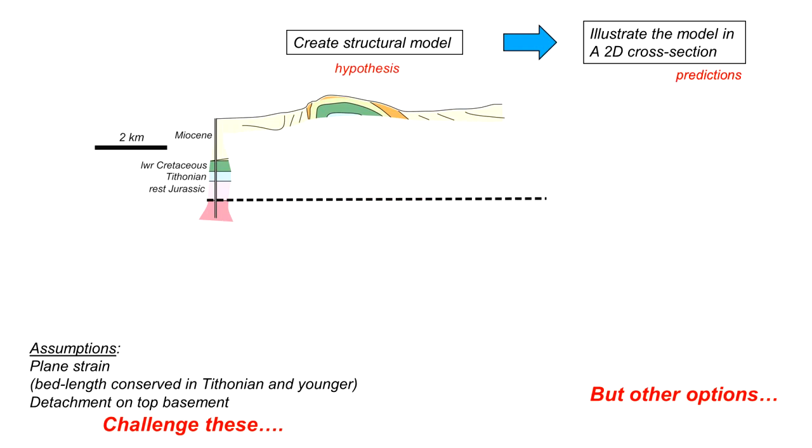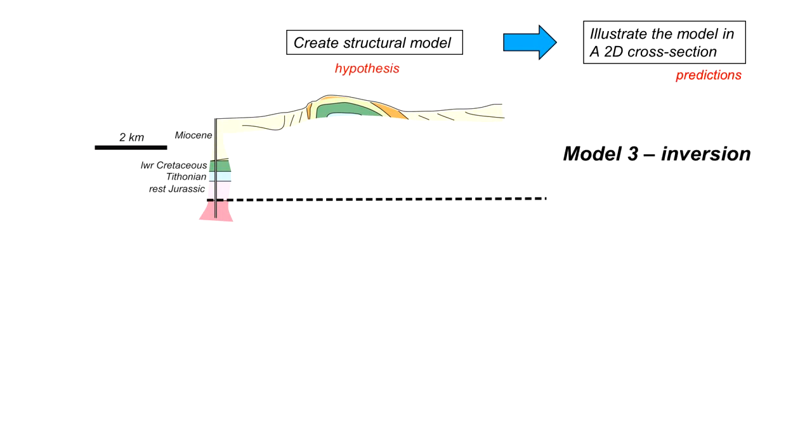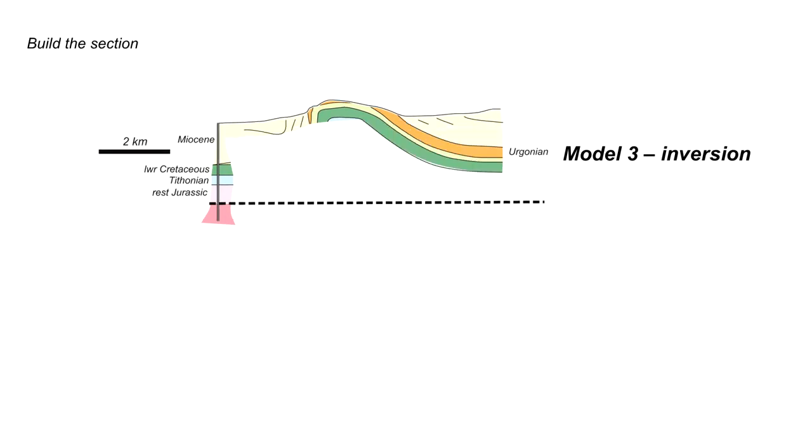And we're going to challenge the assumptions. And the key one we're going to challenge is the idea that there's detachment along the top of basement. In other words, we're going to apply a new model, model 3 we're calling here, which is about structural inversion. Let's build the cross section. And you may recognize what we're doing here.